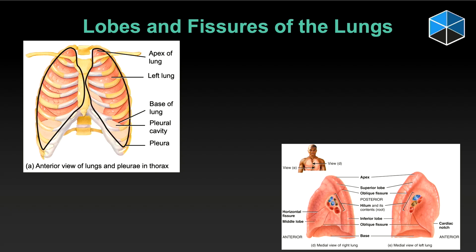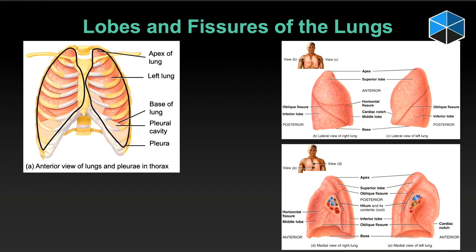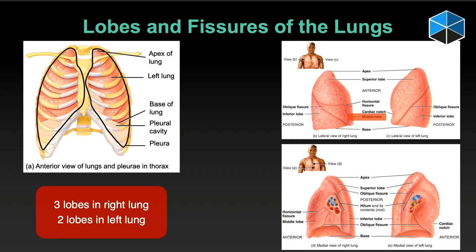Now in this view, there's not a whole lot that we can see that's different. If we take the ribs away and look at the lungs, it's fairly obvious. There are more lobes in the right lung than the left. There are both an oblique and a horizontal fissure in the right lung, whereas the left lung only has an oblique fissure. And what that does is separate that tissue into what we call lobes.